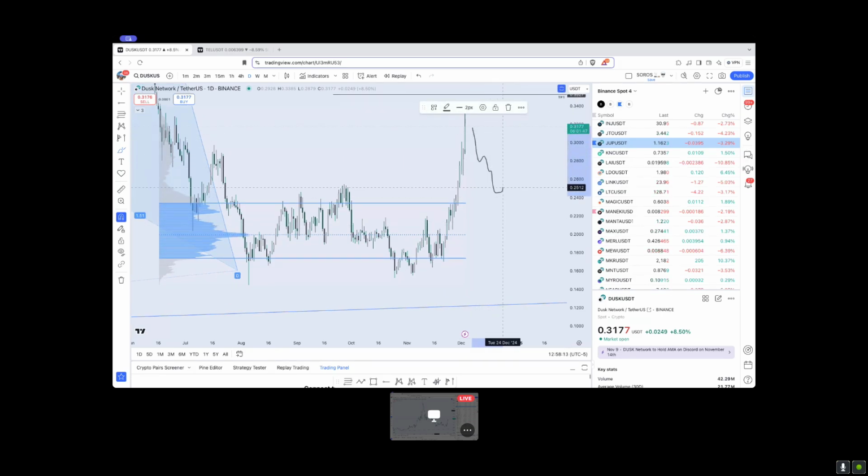The alternate would be if it deviates back into the value area, I would look for this demand zone supported by volume along.